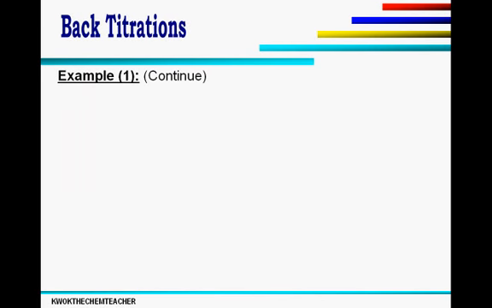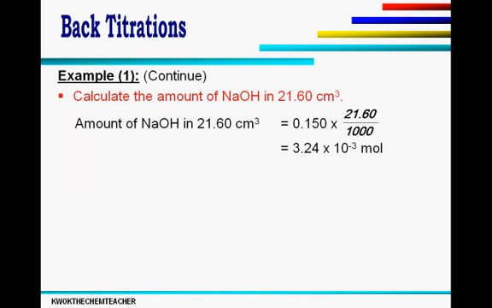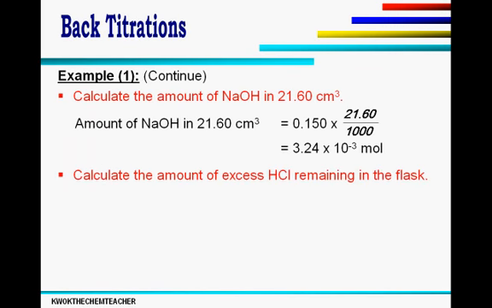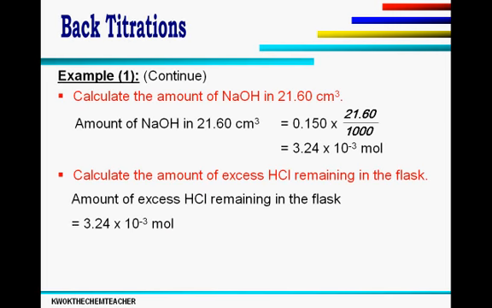The mathematical steps firstly include calculating the amount of sodium hydroxide in 21.60 cm³ solution. The amount of sodium hydroxide present will simply be the concentration of sodium hydroxide used multiplied by the volume of the sodium hydroxide. We will therefore be able to calculate the amount of excess HCl remaining in the flask, which will simply be the same as the amount of sodium hydroxide we have used, because both HCl and sodium hydroxide react in a 1-to-1 ratio.